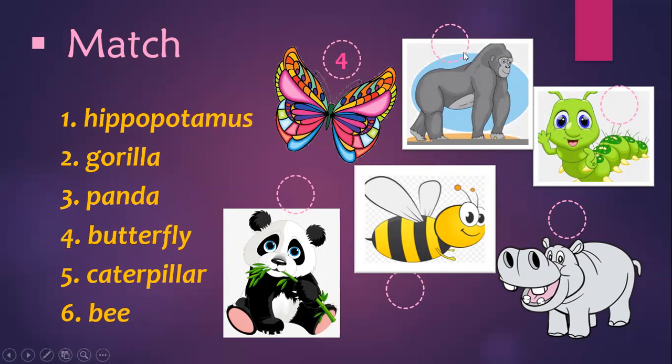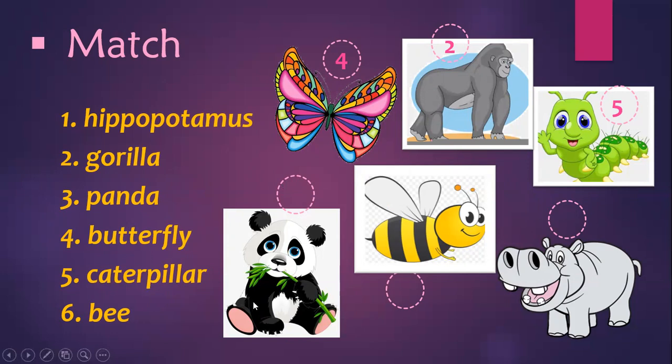Now look, this animal, it's bigger. What is that animal? It's a panda. A panda means? Of course, yes, you're right. It's a gorilla. Number 2, gorilla. Now this little insect, it's green and small. What is that? It's a caterpillar. Look here, number 5, caterpillar.